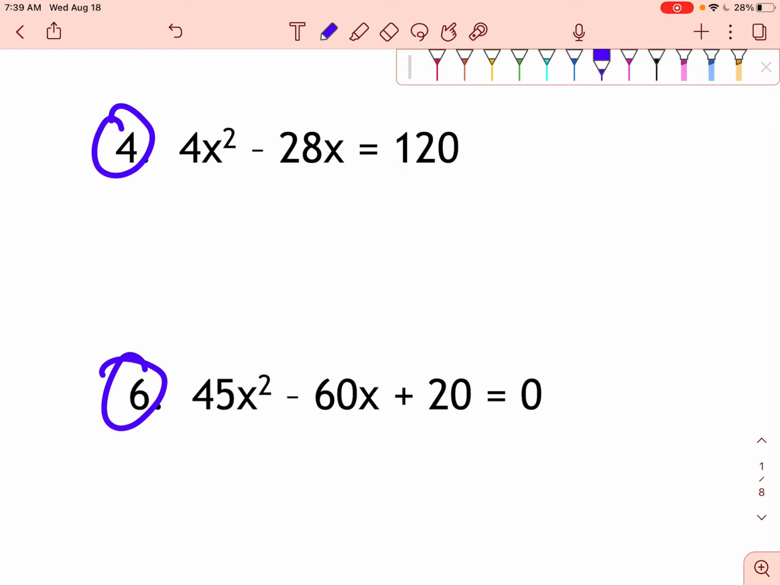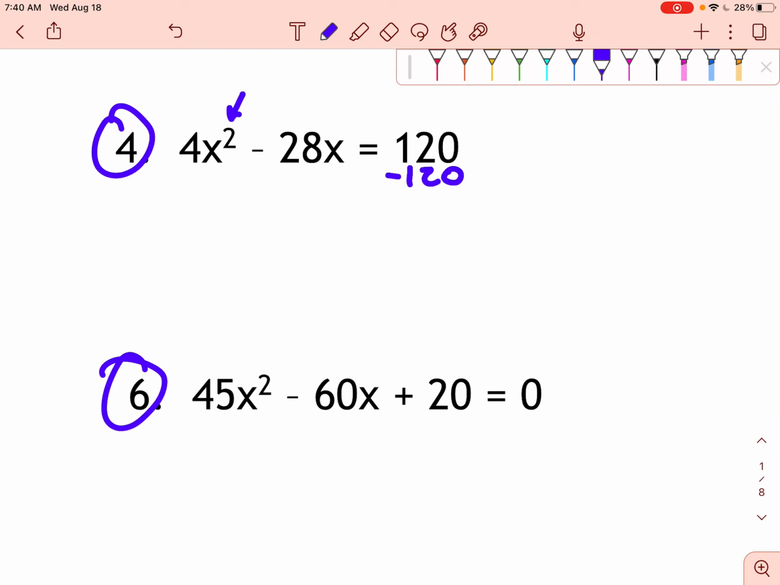Okay, so I'm going to do 4, 6, and 13. The first thing I notice is that both 4 and 6 are quadratics. There's an exponent of 2, which means the maximum number of answers we're going to get is 2. So we can possibly get 2, 1, or 0. As soon as I see this, I want to set this equation equal to 0.